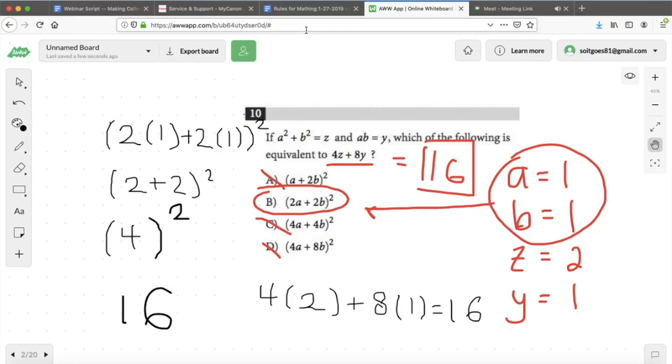But anytime they give you values, and anytime that you see that magic word equivalent, you should be so happy when you see that equivalent. You can plug in values for the variables every single time. It works beautifully. And pretty much anytime you see variables in the answer choice as well, just start plugging in values, turn everything into arithmetic. Okay?